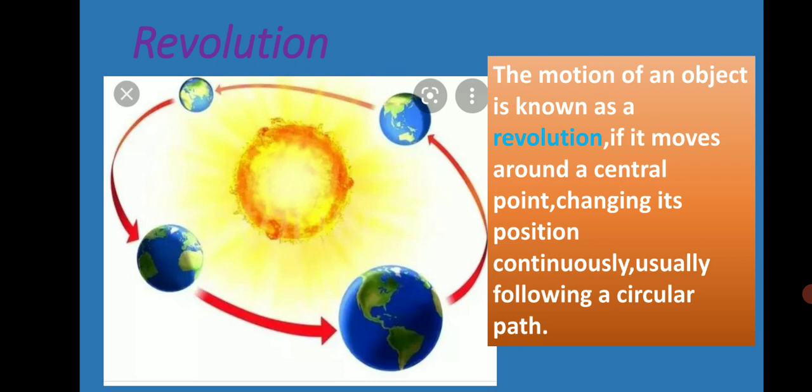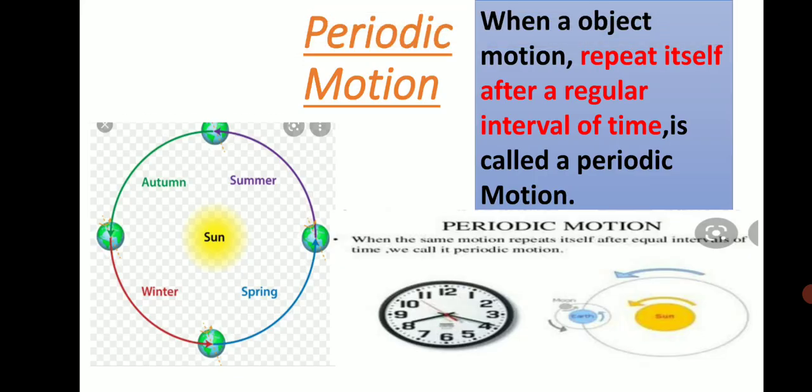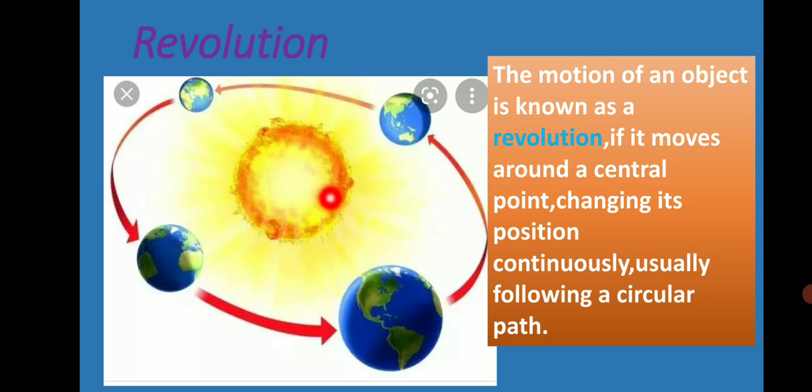Here the objects concerned are not moving in a straight line but are still changing their position continuously. They are in fact moving in a nearly circular path about a central point. We call such a motion a revolution. So the motion of an object is known as a revolution if it moves around a center point, changing its position continuously. Usually a circular path is known as a revolution.